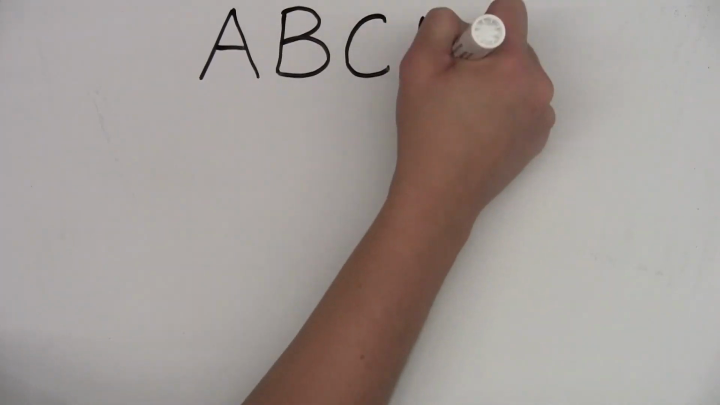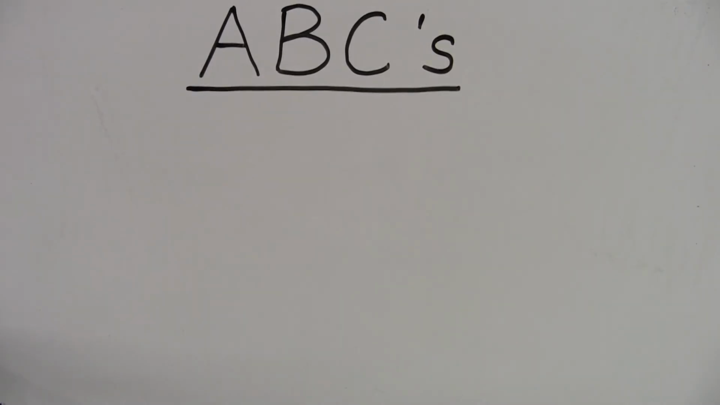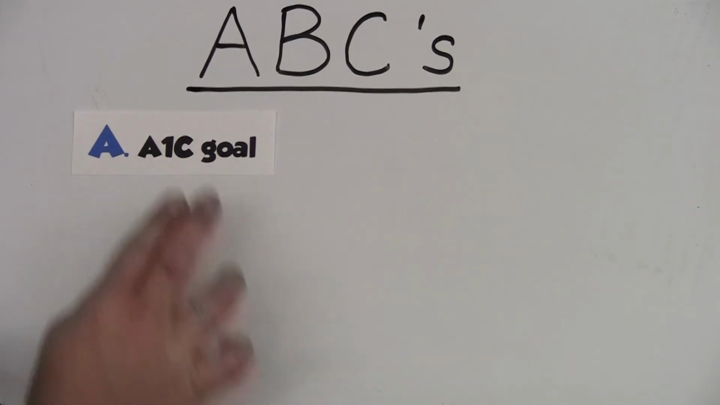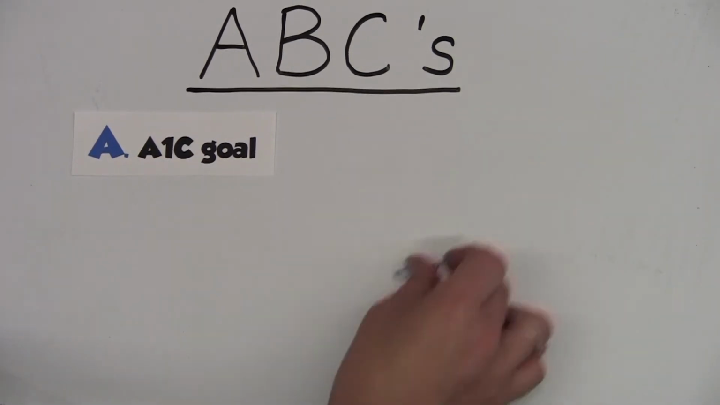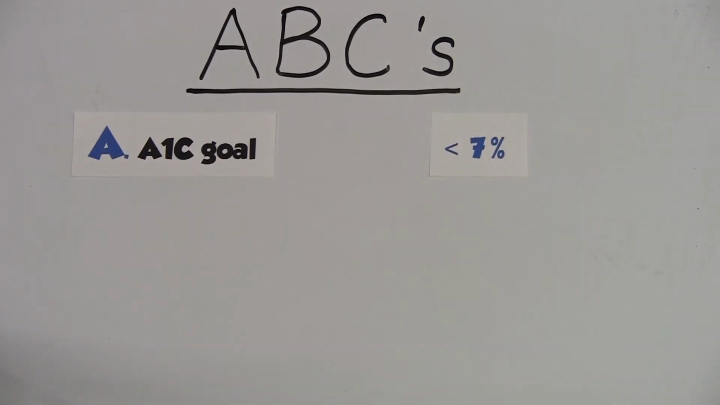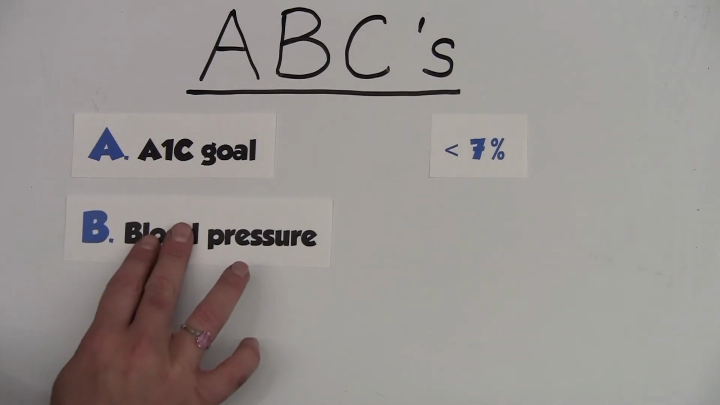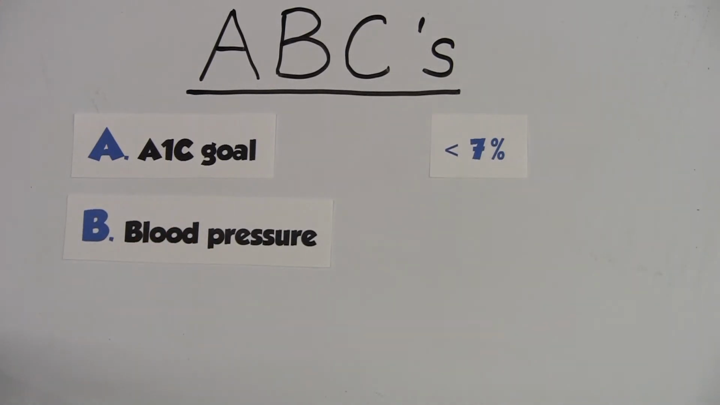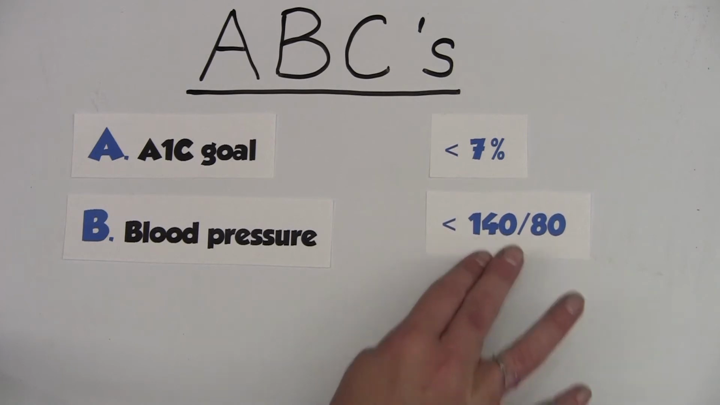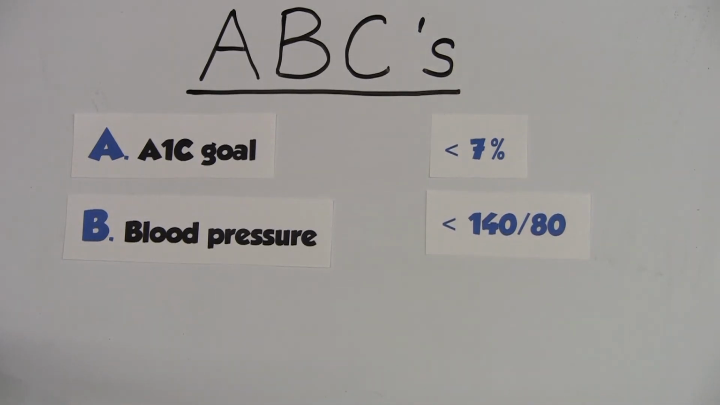ABCs for people with diabetes. It is important to remember a few simple things when you have diabetes. We like to call these the ABCs. A stands for reaching the A1C goal we talked about before, of less than 7%. B stands for blood pressure. The ADA recommends that your blood pressure be less than 140/80 millimeters of mercury. It's important to keep your blood pressure controlled to prevent further complications.